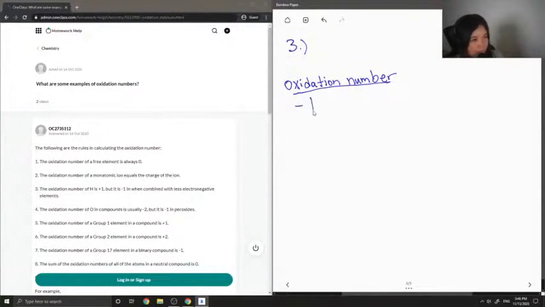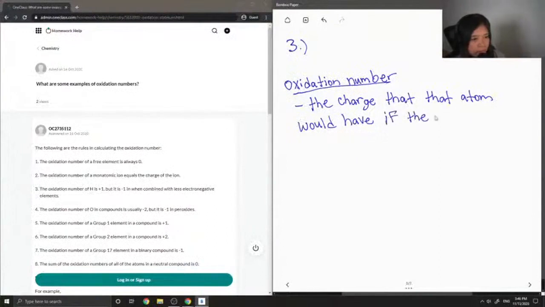So basically, the oxidation number is the charge that an atom would have if the compound that it's in was composed of ions.